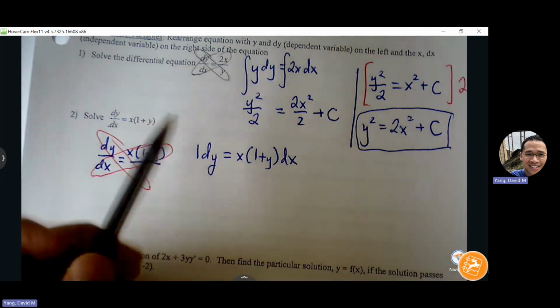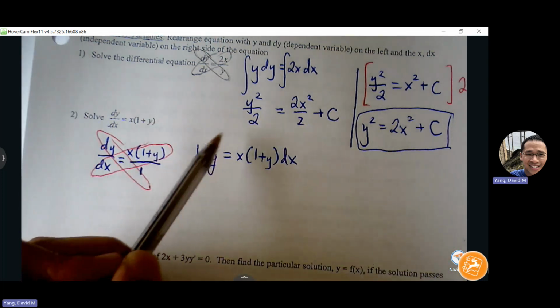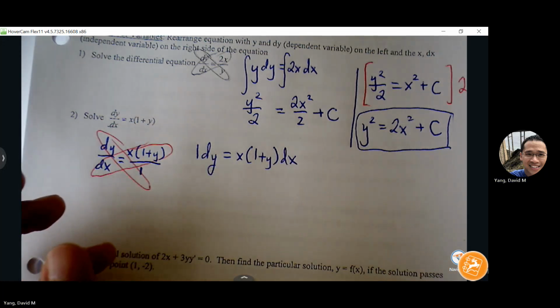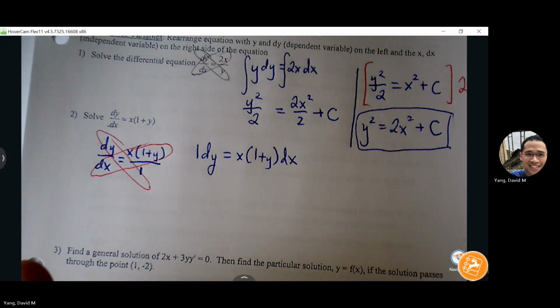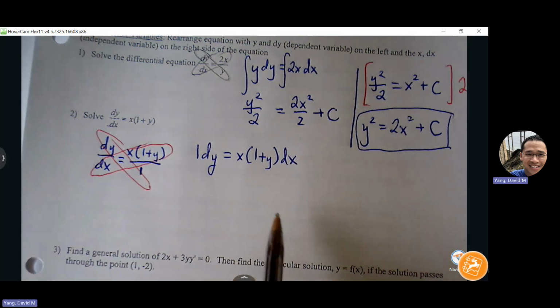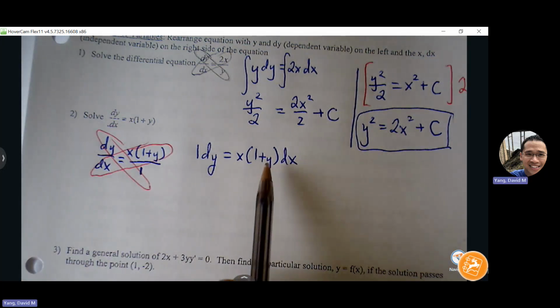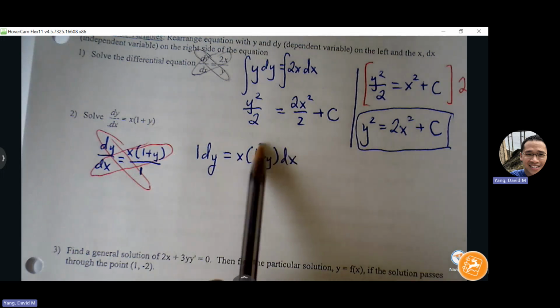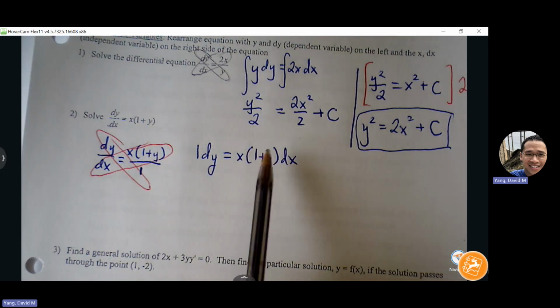We have to ask ourselves now, do we have full separation? Are all the y's and x's grouped together on the correct side? Okay, something's out of place here. What's out of place? The 1 plus y. So we have to move the y, but that y is attached to the 1. So the parentheses is there to help students identify, okay, I have to move this whole thing over. So if I want to move this over, what do I have to do? I have to divide it.